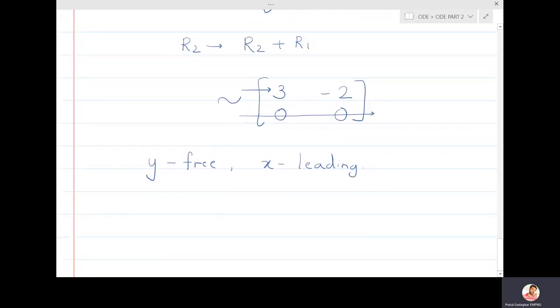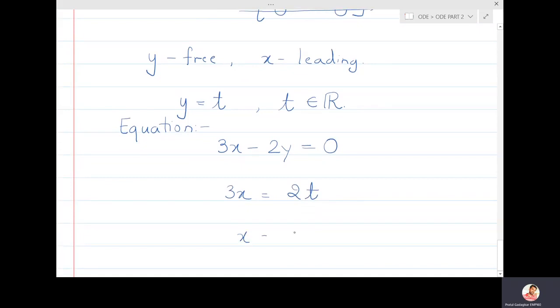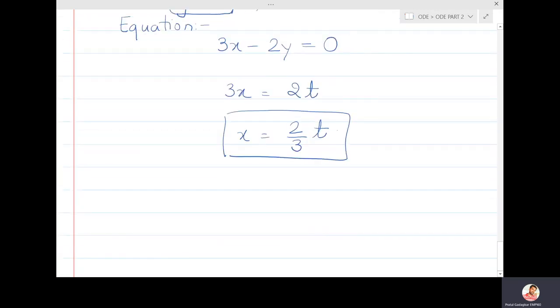Okay, I will let y equal t, where t is a real number. What is the equation that I will get from the first row? The equation from the first row is 3x minus 2y equal to 0, and therefore 3x is equal to 2t, because y is t, and therefore x is equal to 2 upon 3 t. So I've got the value of x and the value of y, and therefore my first eigenvector v bar will be x and y, which is given by 2 by 3 t.